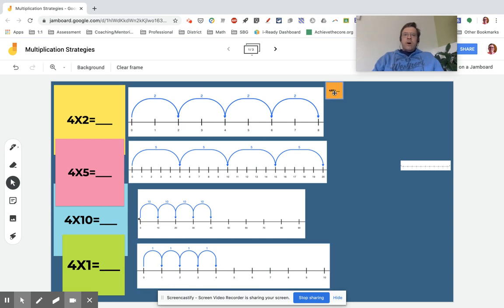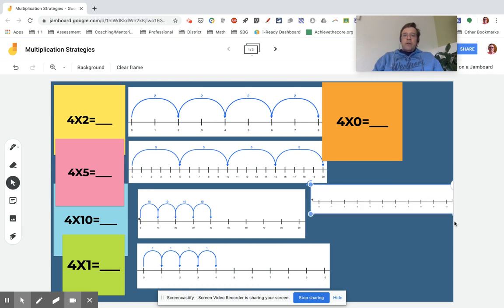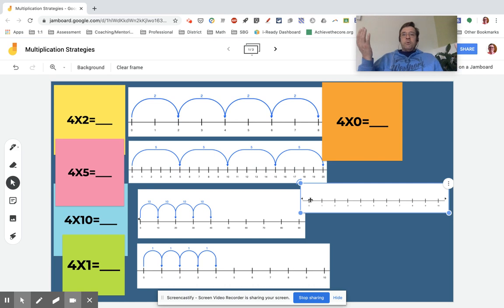Multiplying by 0 can oftentimes be confusing for kids. They're not real sure why doing something to 0 would result in a solution of 0, but having them look at it on a number line can help them better understand that. So in this case, we have 4 jumps, but the size of our jumps is 0. So if I have 4 jumps of nothing, then I don't move. I stay at 0. So skip counting can be a really helpful strategy for multiplying by 2, by 5, by 10, by 1, and by 0.